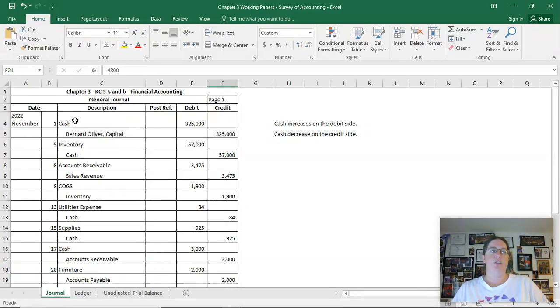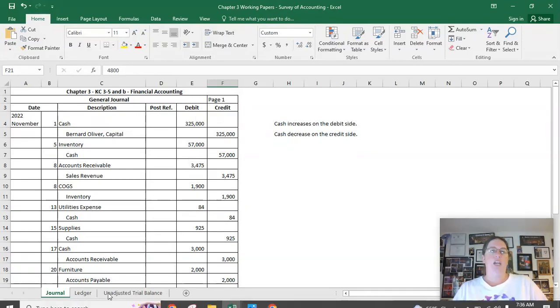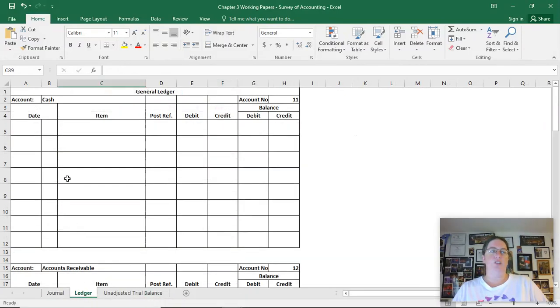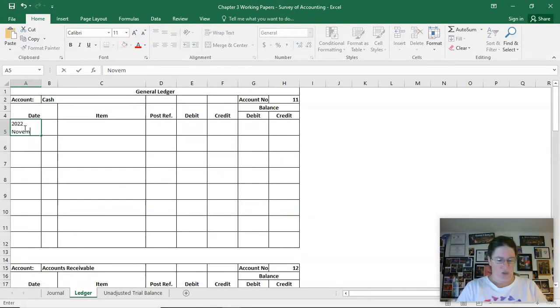So on November 1st, we had a debit to cash for $325. I'm going to go to my ledger, type in my year, Alt Enter, November 1st. The post reference in your ledger is the page number of your journal, so I'm going to put 1 in there. It was a $325,000 debit, which gives me a $325,000 balance.